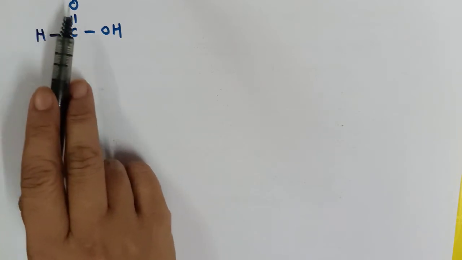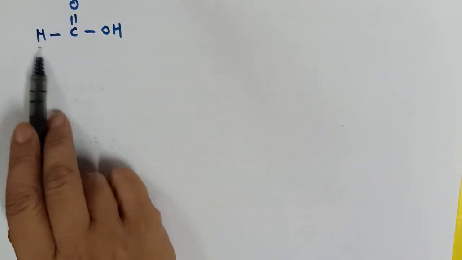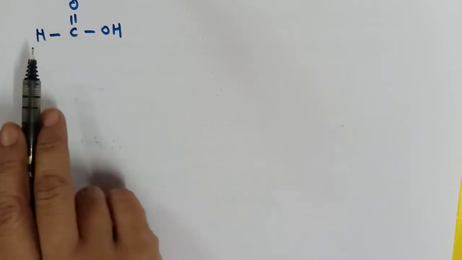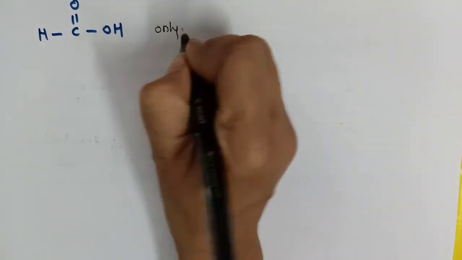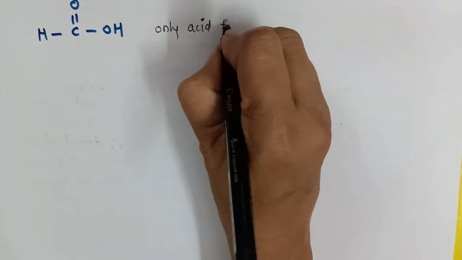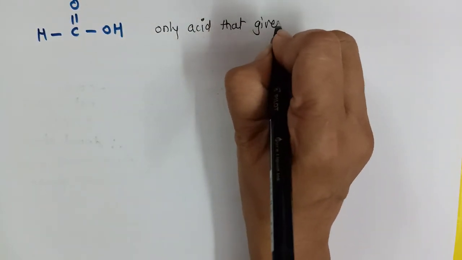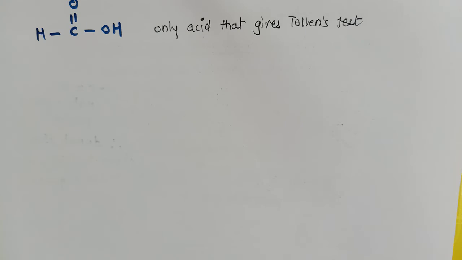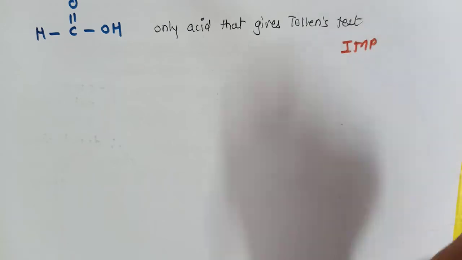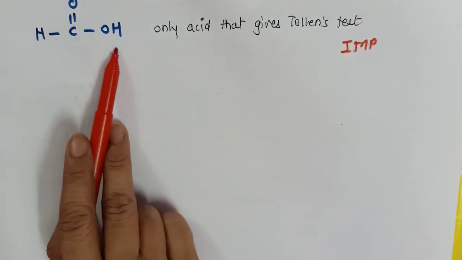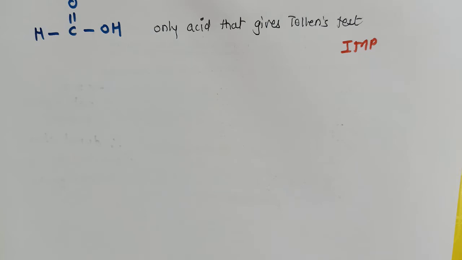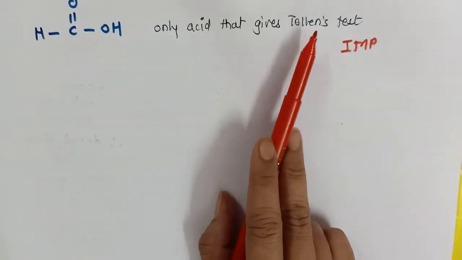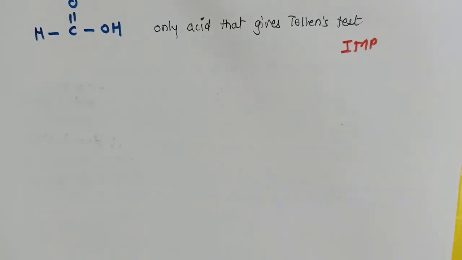Now methanoic acid, if we observe the structure carefully, this group can act as an aldehyde group, and therefore methanoic acid is the only acid that gives Tollens test. This is important because many times two acids are asked to distinguish chemically, and in that case one of the acids will surely be methanoic acid, and students get confused about how to distinguish them chemically. Methanoic acid will always give Tollens test, and this is the only exception for carboxylic acids.